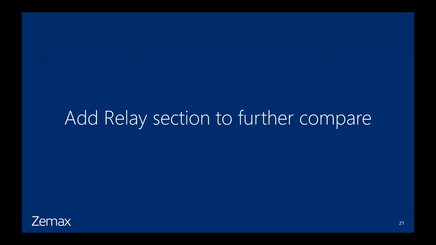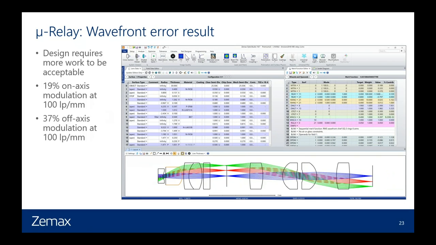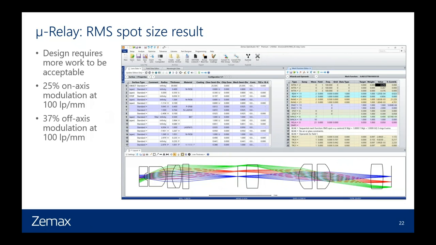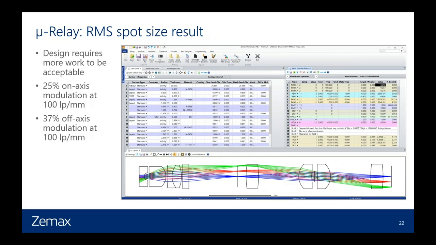And then I added relays to each of these methods just to see what that would look like here. And I'll go through these somewhat quickly just to show the differences here. You can see here I've got different results in the sense that I'm reporting both on-axis and off-axis percent modulation at the 100 line pairs per millimeter cutoff. So 25 and 37% for RMS, 19 and 37% for wavefront error. And it's really interesting, the system design looks very different. The wavefront error result kind of shortened things up. And again, I use the same basic merit function script for all of these, just changing out the image quality metric in control.